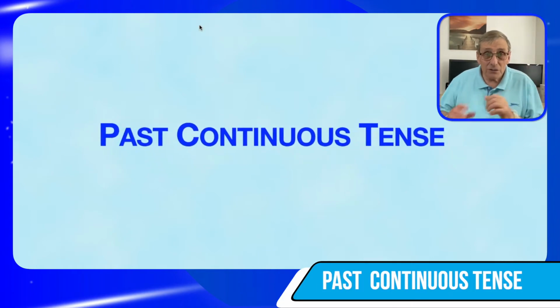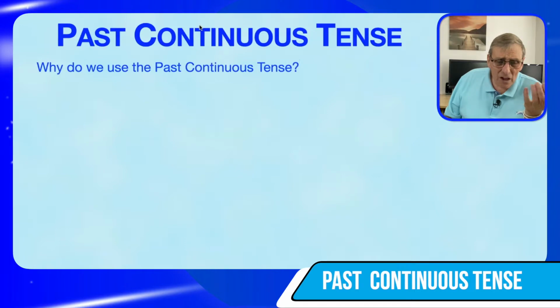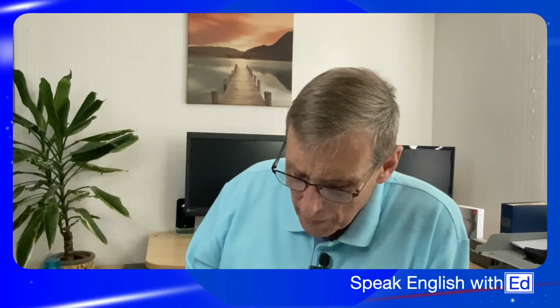Past continuous tense. So, why do we use the past continuous tense? Quite often, you can choose between which one you want to use, whether you want to use the past continuous or whether you want to use the past simple. And it all depends on how you want to tell your story, whether you're talking about something that's happened or something that's happening.